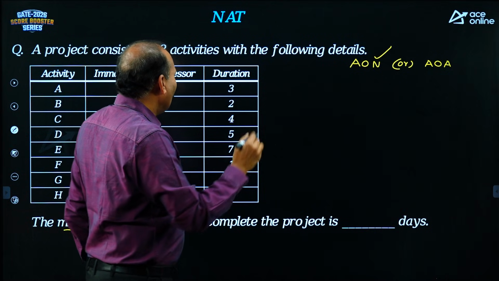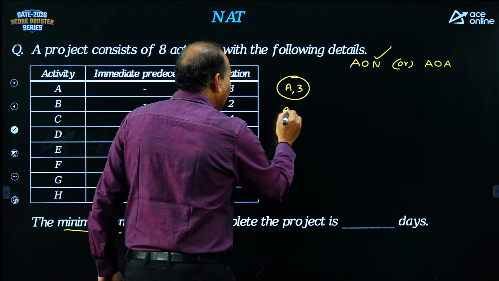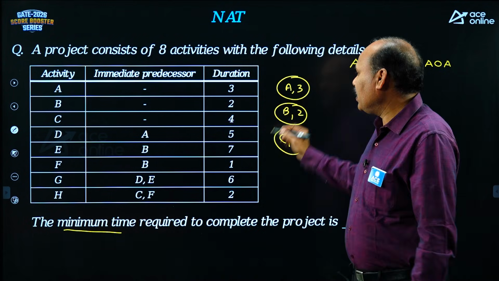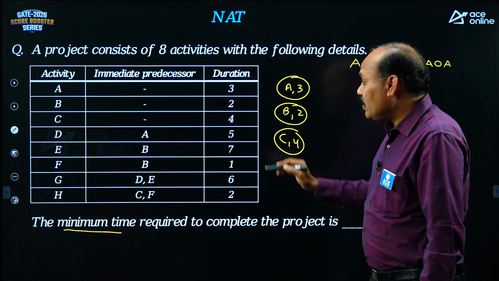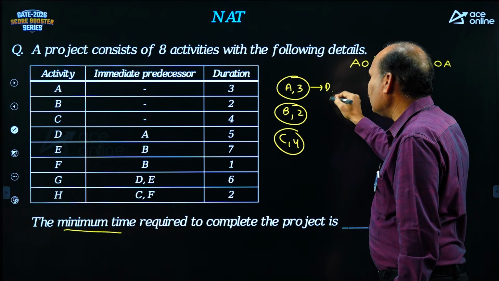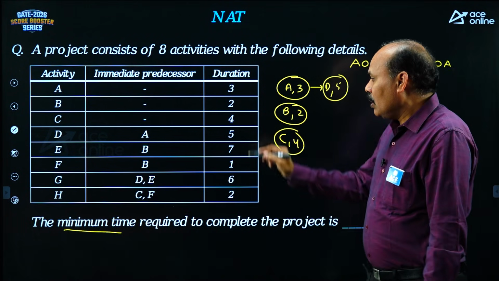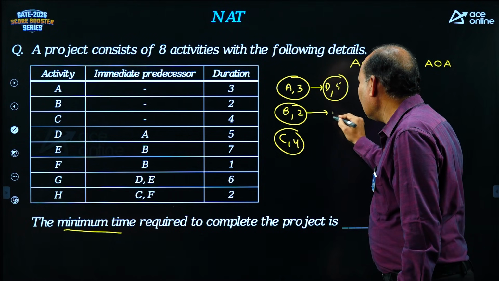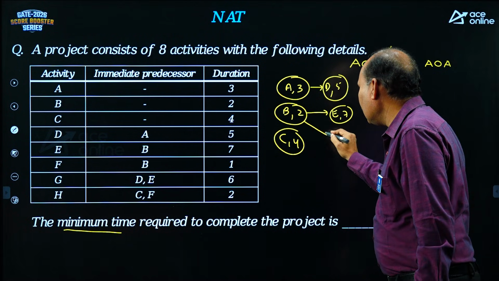So A, B, C have no conditions. Just keep circles like this: A 3, B 2, C 4. So three activities I have taken in the beginning. A, B, C, no conditions for A, B, C activities. Next activity D, D after completion of A. D duration how much? 5. You can keep like this. D after A. E after B, F after B. So E after B. What is the duration of E? 7. F after B, duration 1.